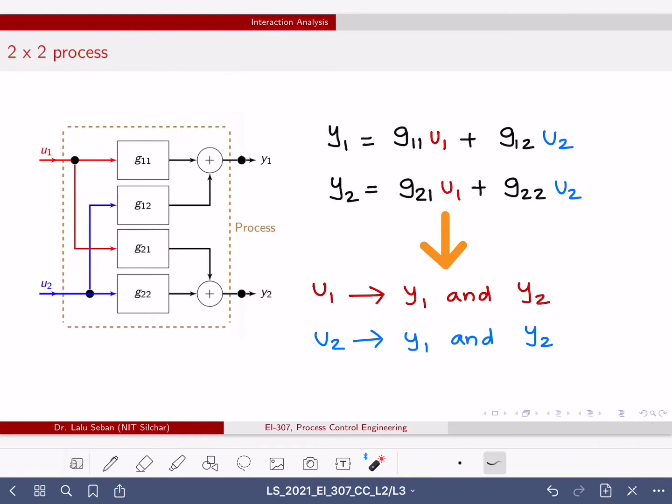In the last class we discussed that if we have a 5 by 5 system, we will totally have 125 different options of pairing. So as the number of inputs and outputs increases, the complexity of selecting the pair will also increase. So we need some standard procedure to select the input and output pairing. Before that, let us see what interaction is, and how it is going to affect the output.